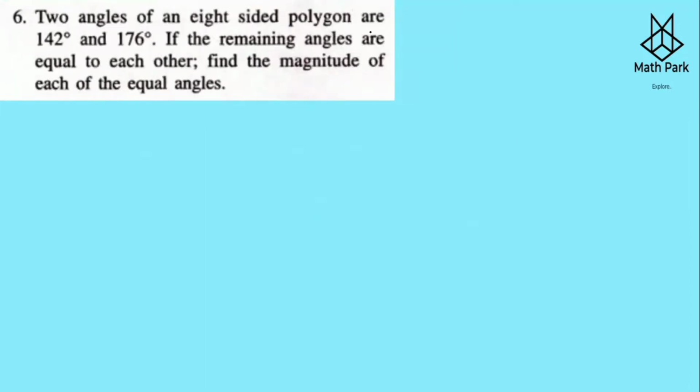Two angles of an 8-sided polygon are 142 degrees and 176 degrees. If the remaining angles are equal to each other, find the magnitude of each. Same way again. So we have 142 plus 176. These are the two angles, and then the remaining angles. If it is an 8-sided polygon, we'll have 8 angles. So 2 are already there, so 6 angles are equal. Let the sum of those angles be 6x, which is equal to (8 minus 2) times 180.